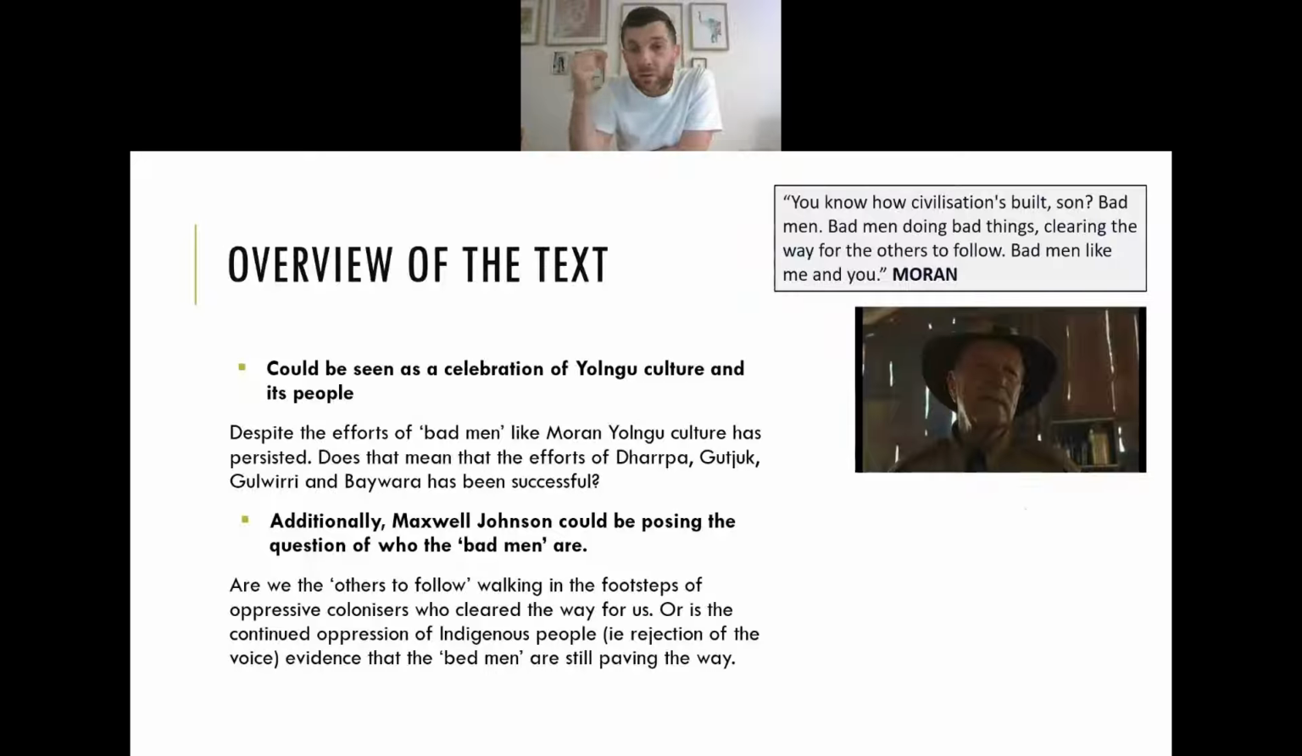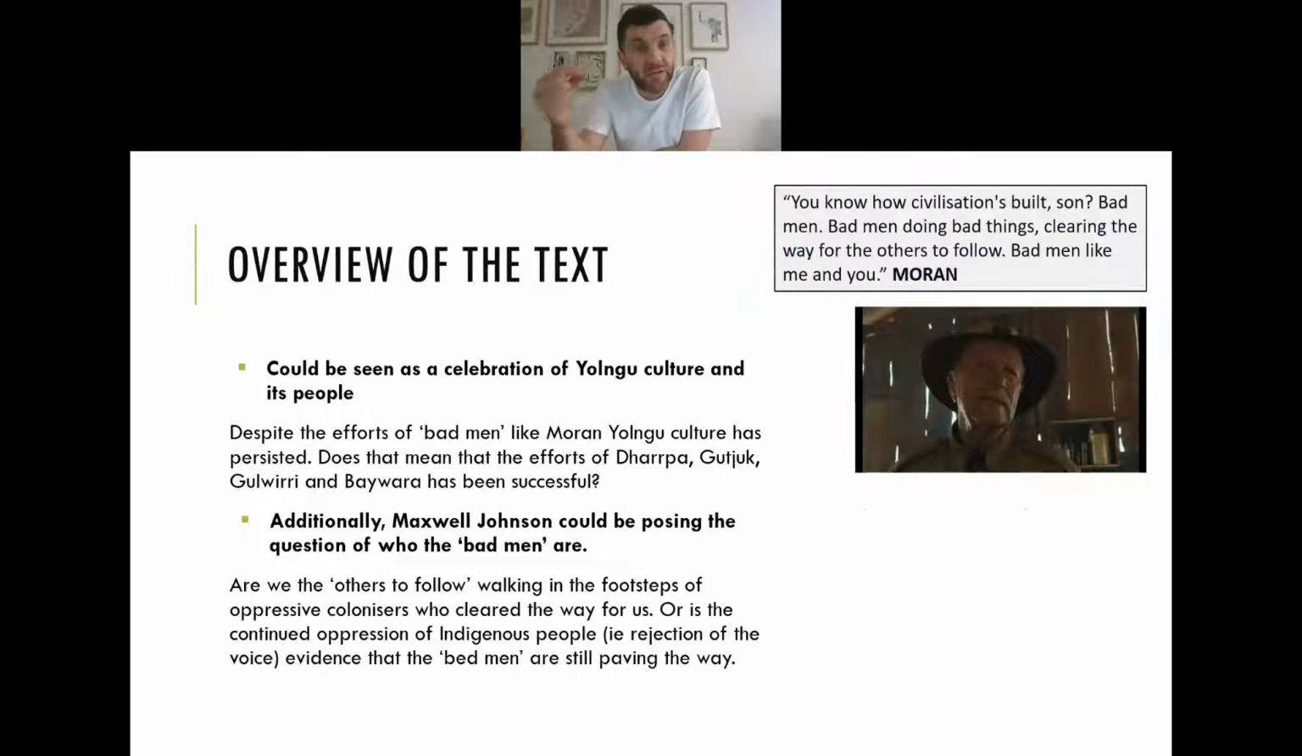Additionally, could Maxwell Johnson be posing the question of who the bad men are? And are they not just bad men in the past, but also bad men in the present? Are we the others to follow, walking in the footsteps of oppressive colonizers who cleared the way for us? In that case, we're essentially the followers of the bad men like Moran, the bad men like Travis, who have actually committed these atrocities and have actually enabled civilization to flourish.